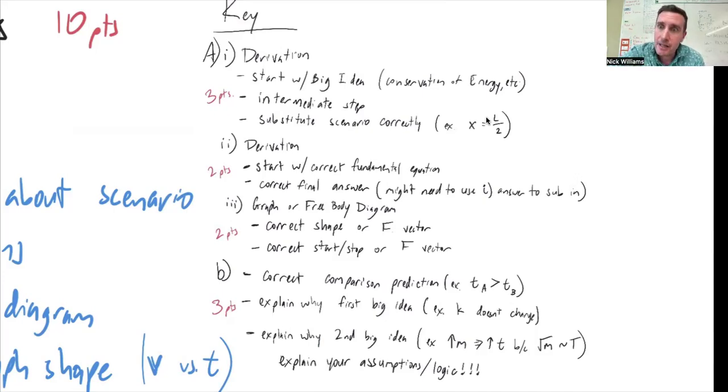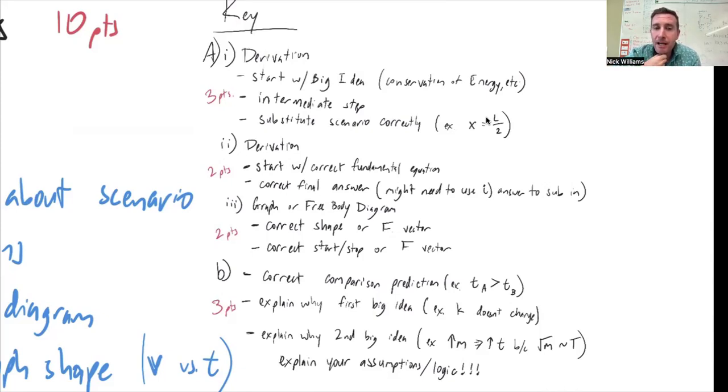Then there will be another derivation. In that other derivation, there's a 2-point derivation. One is for starting with a correct fundamental equation, and one is for giving a correct final answer. You might have to use a piece from your first derivation to sub in. So if you take the answer from your first derivation and have to sub it into your second derivation, that is potentially valid. We don't know exactly which derivations you're going to be given, but there will be 2 of them in this question, grand total of 5 points.